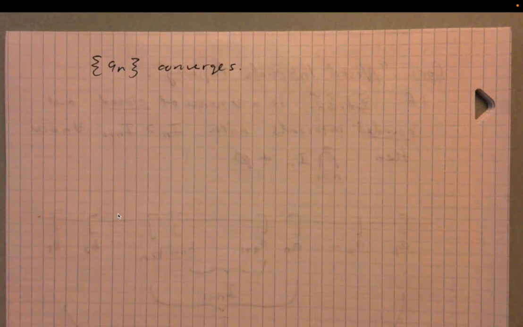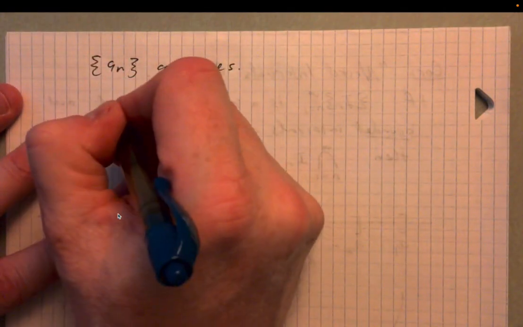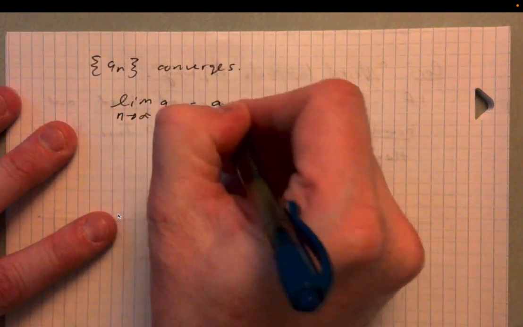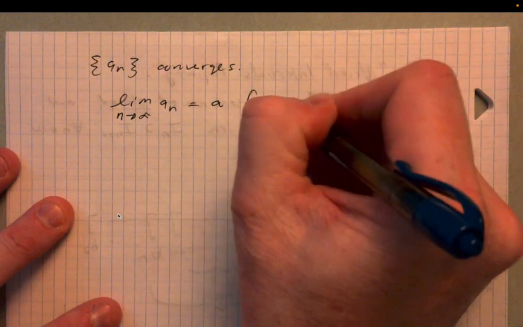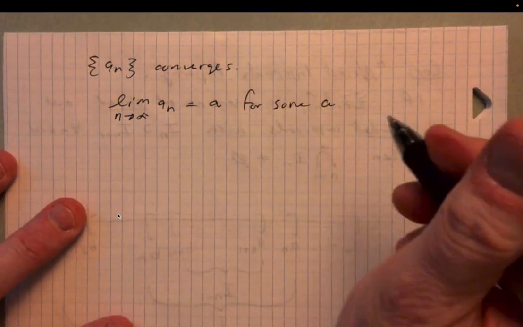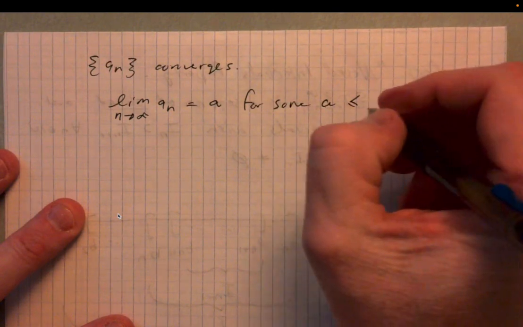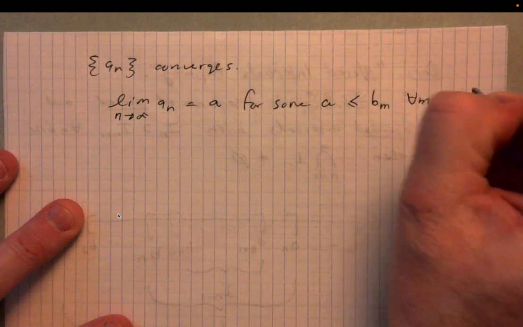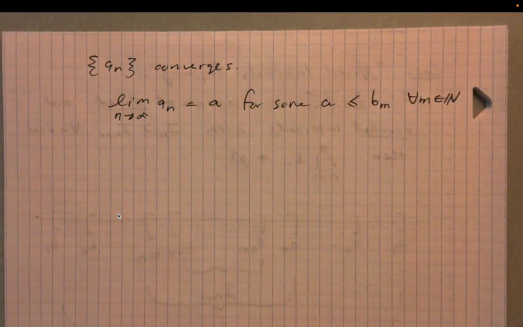Okay, right? So we now know that A sub n converges. Okay, and so if A sub n converges, we'll say that the limit as n approaches infinity of A sub n is equal to A for some A, right? For some A that's less than or equal to all of the B sub m's, and this is going to be for all m in the natural numbers.